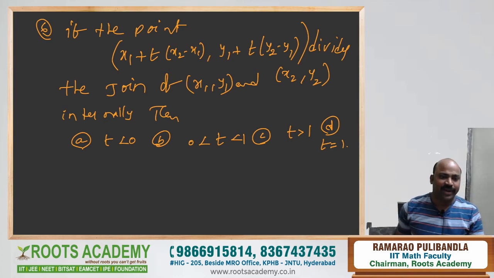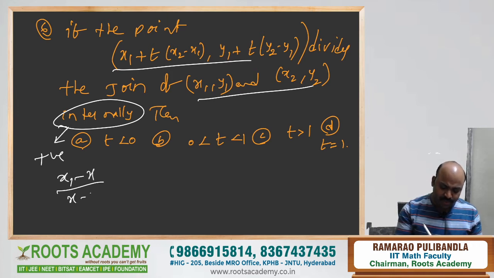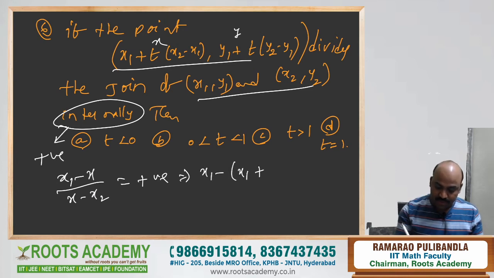Right, come back to here. So here is a point they gave, and this divides internally. Very simple. Earlier type only, m by n internally means the ratio is positive. What is the ratio actually? (x1 − x) by (x − x2). That is positive actually. So that's nothing but x1 minus (x1 + t(x2 − x1)) by (x1 + t(x2 − x1)) minus x2.